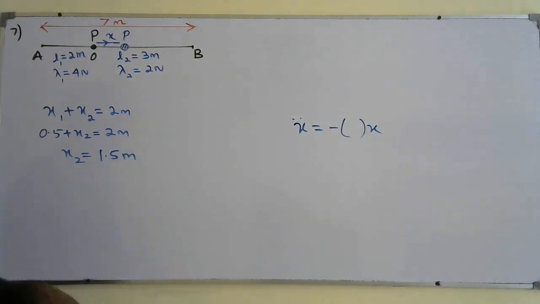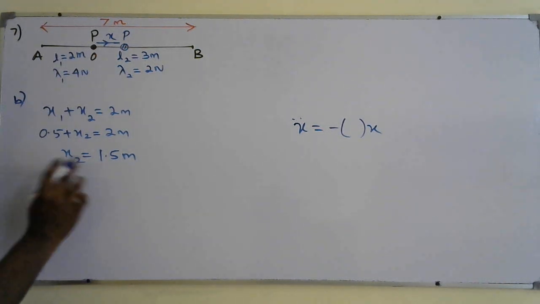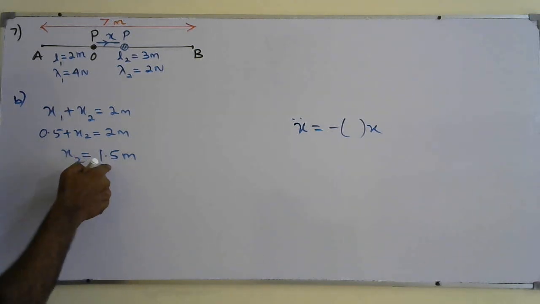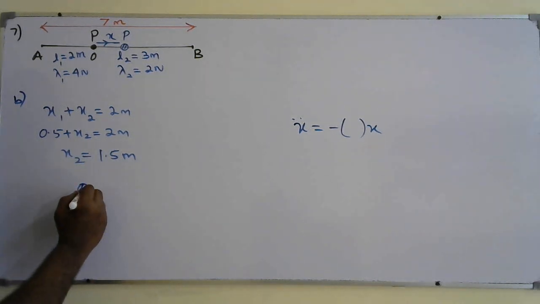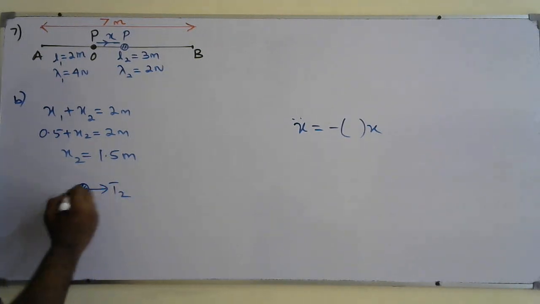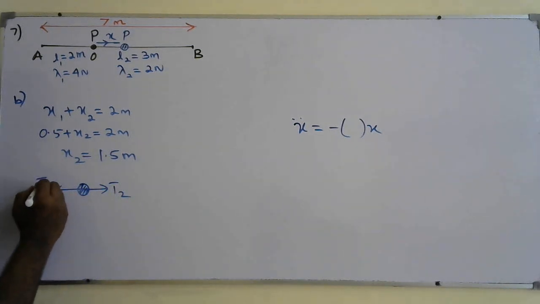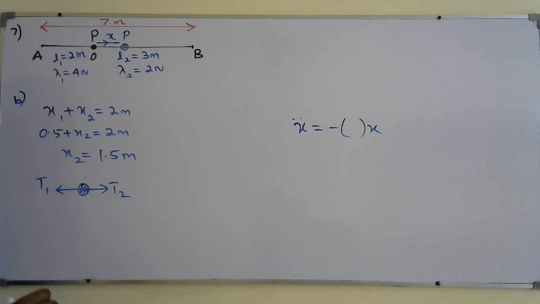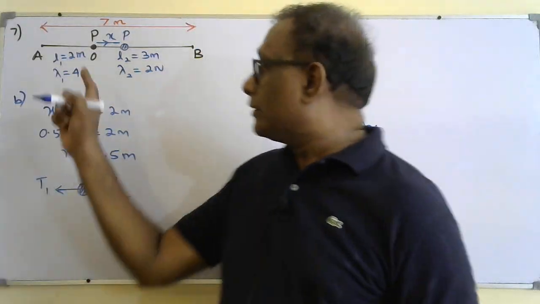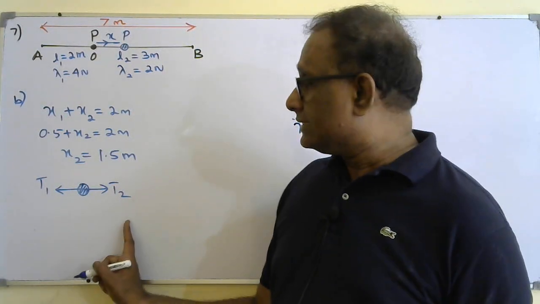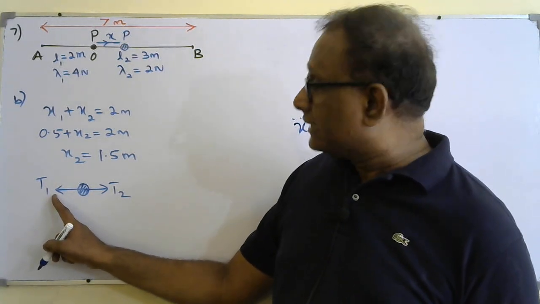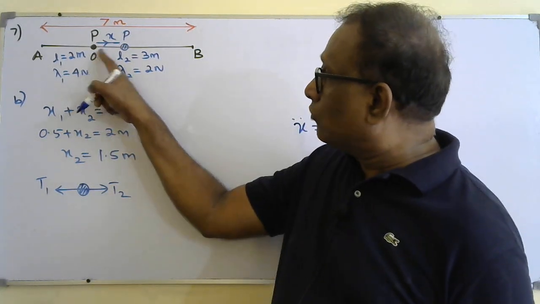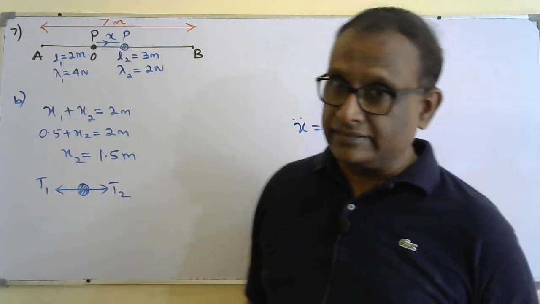So when the particle P has shifted towards right, we know the x1, x2 values, right? What are the forces acting on P at that time? In this direction there is a tension T2, and this is T1. Now T2 and T1 won't be the same. Earlier when it was at the equilibrium position, T1 and T2 balanced each other. Now they won't balance because the extension of T1 has become greater than T2 as it's moved towards right. The extension of this one is increasing.